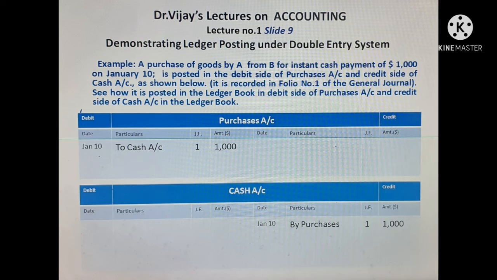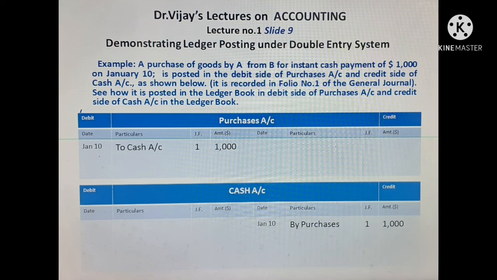A purchase of goods by A from B for instant cash payment of $1,000 on January 10. How to post this in the ledger? See, it is to be posted in the debit side of purchases account and on the credit side of cash account. It is shown there. Both the accounts are shown there.